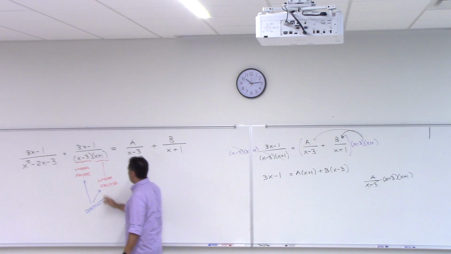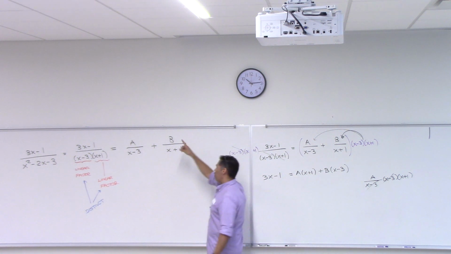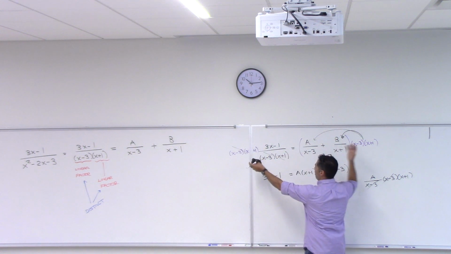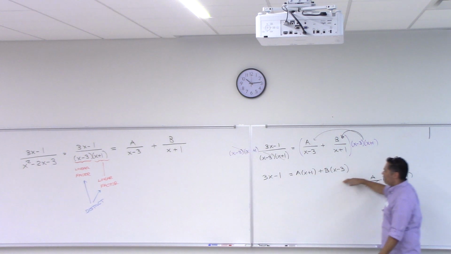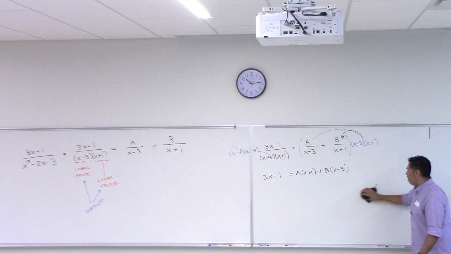Factor, two distinct linear factors. Okay, two different fractions. I don't know what a and b are. All right, multiply both sides by the common denominator, which is this. That clears all fractions out, and we get a new expression. I need to figure out what a and b are now.